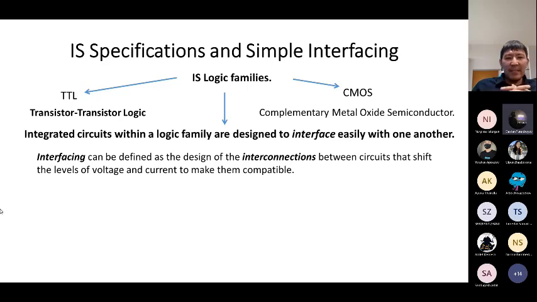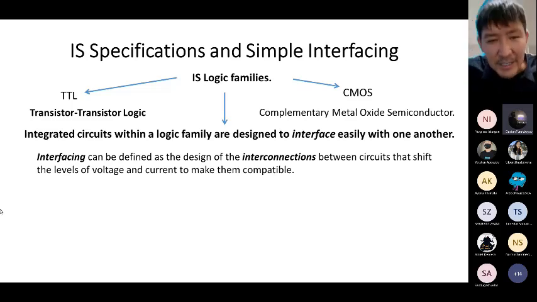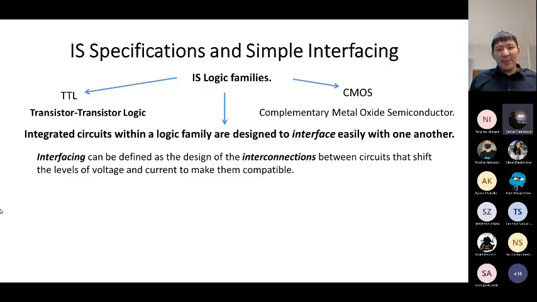Interfacing can be defined as the design of interconnections between circuits that shifts the levels of voltage and current to make them compatible. So actual interfacing means interconnection. It means actually connecting two devices. But why do we need to do interfacing?